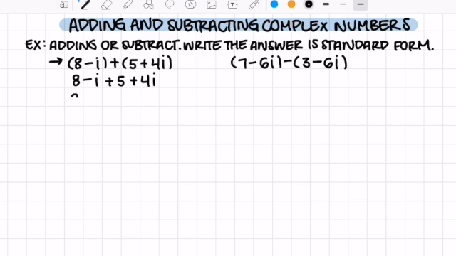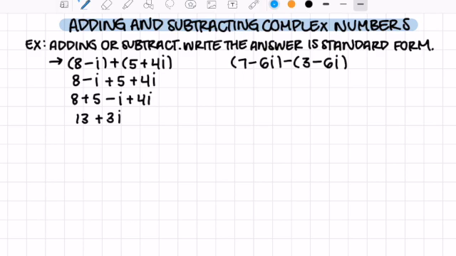So we get here 8 plus 5, negative i plus 4i. 8 plus 5 equals 13. Negative i plus 4i equals positive 3i. And again, we can't combine these two together because there's not an i next to the 13. So we'll just leave it as 13 plus 3i.